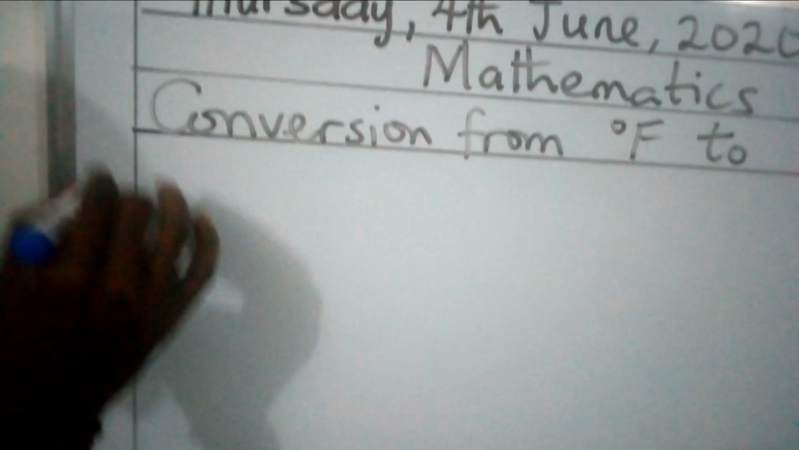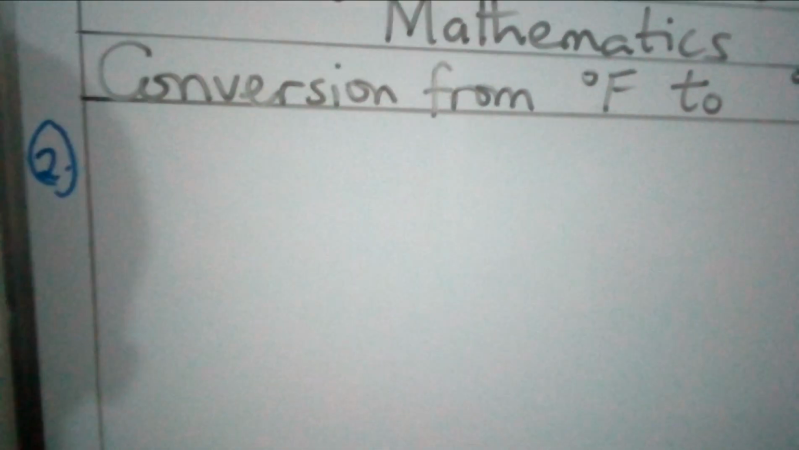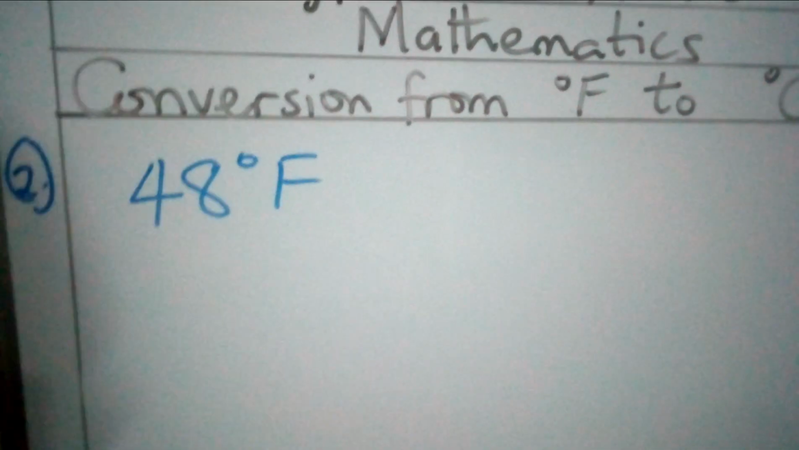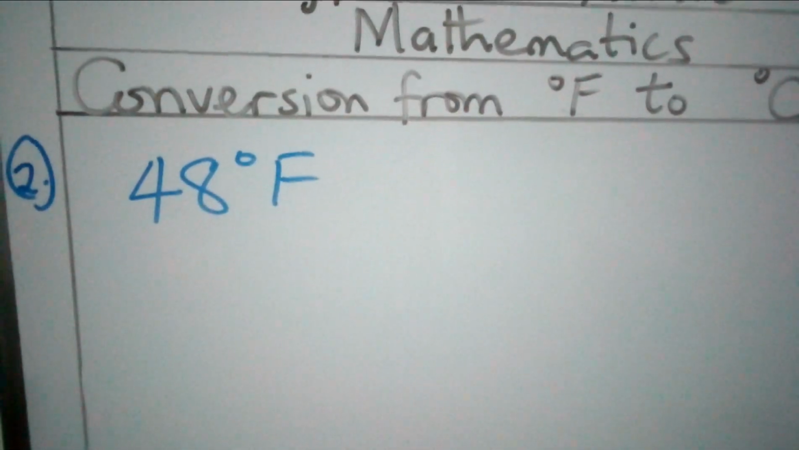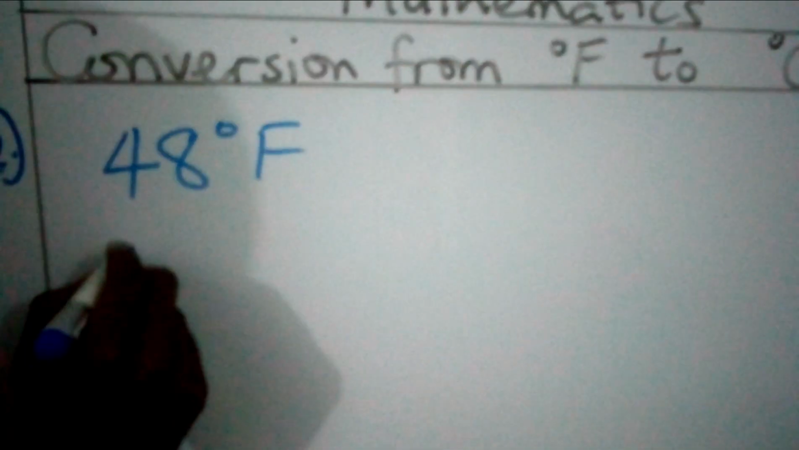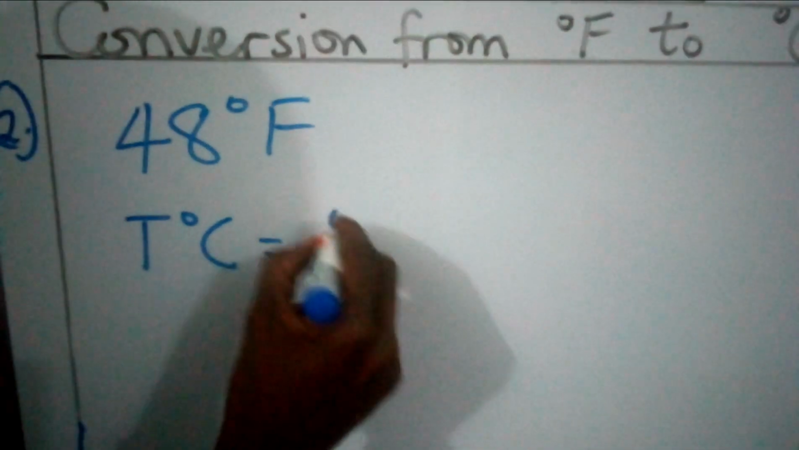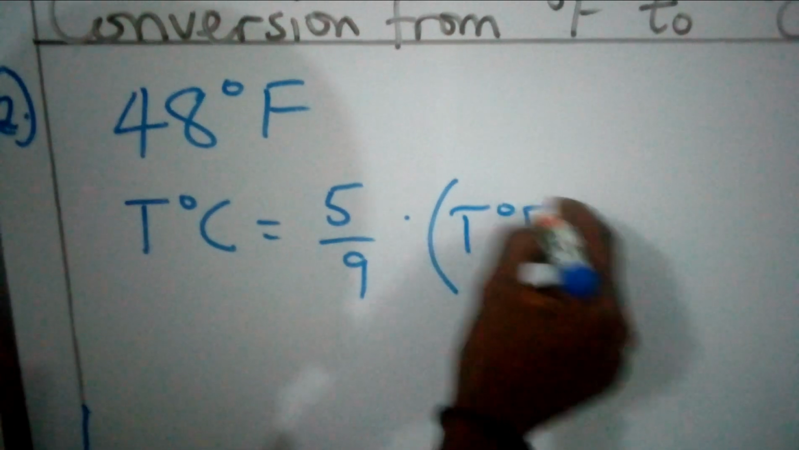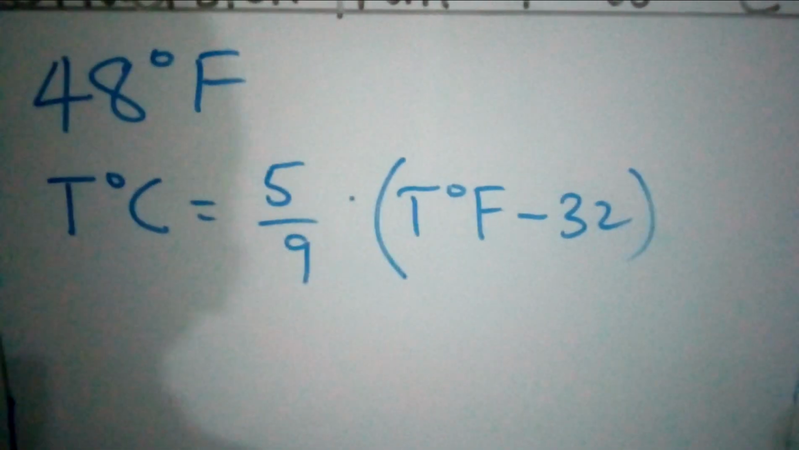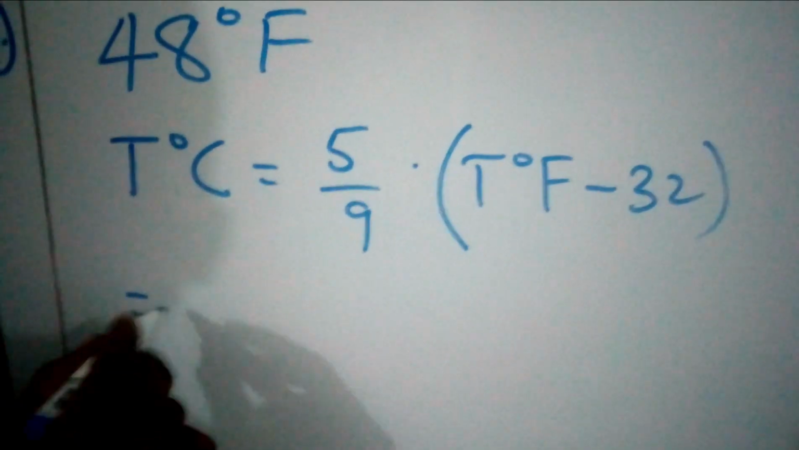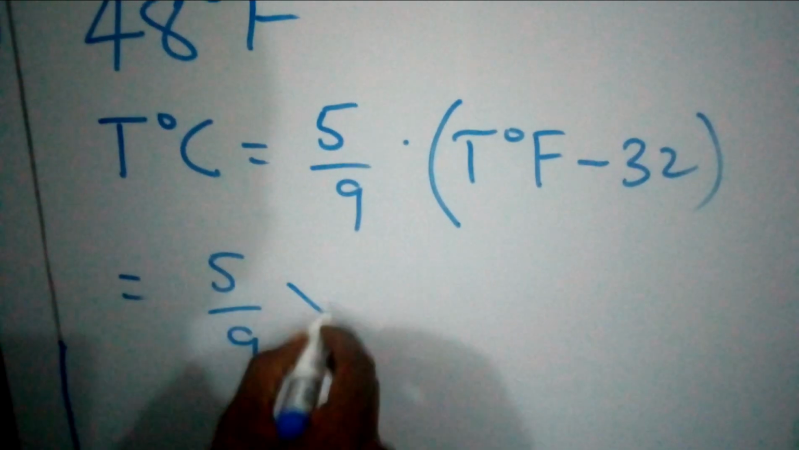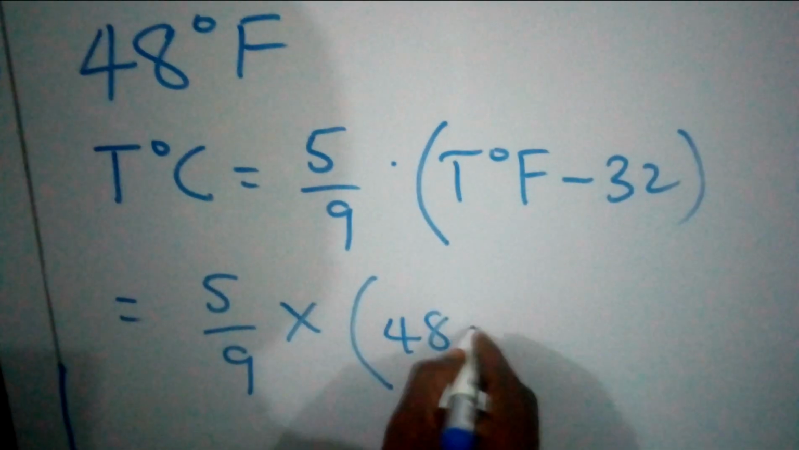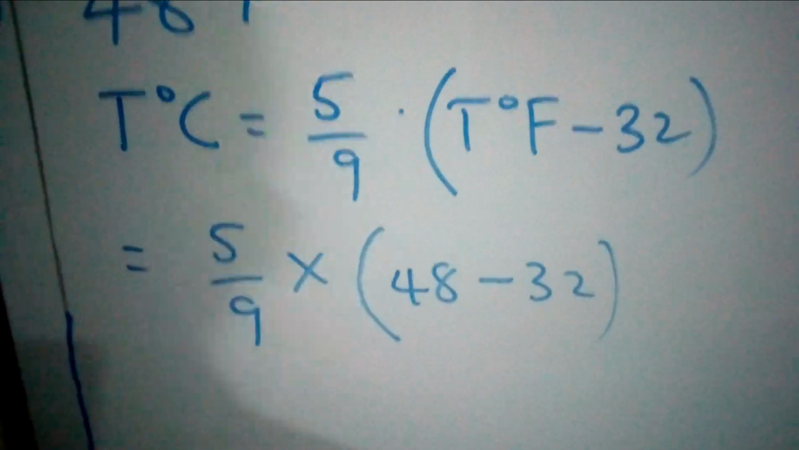Okay? Example 2. Let's convert 48 degrees Fahrenheit to degrees Celsius. Don't forget our formula. What's our formula? Temperature in degrees Celsius gives you 5 over 9 multiplied by bracket open, temperature in degrees Fahrenheit minus 32. So let's substitute. That gives you 5 over 9 times, open your bracket, 48 minus 32.